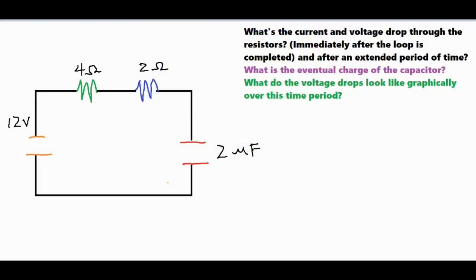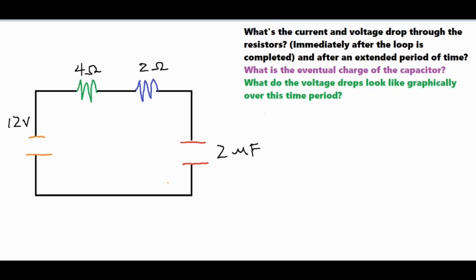In this video, we're going to be taking a look at a basic RC circuit, which has two resistors and a capacitor. The first question we're going to answer is, what's the current and voltage drop through the resistors immediately after the loop is completed? So say, for example, there was a switch in there or the voltage source needed to be connected. So immediately after that connection, and then also after an extended time period where the current was allowed to flow for a bit.